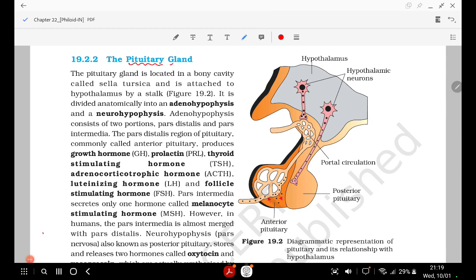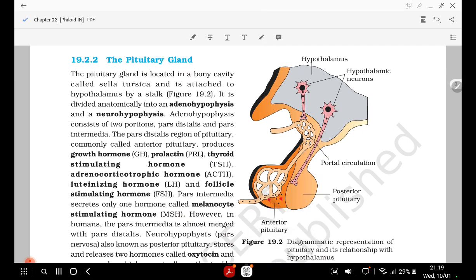Pituitary gland. This pituitary gland is also important in the endocrine system of human beings. We call this pituitary gland the master gland. Master gland means it regulates all other endocrine glands. That's why pituitary gland is called the master gland.